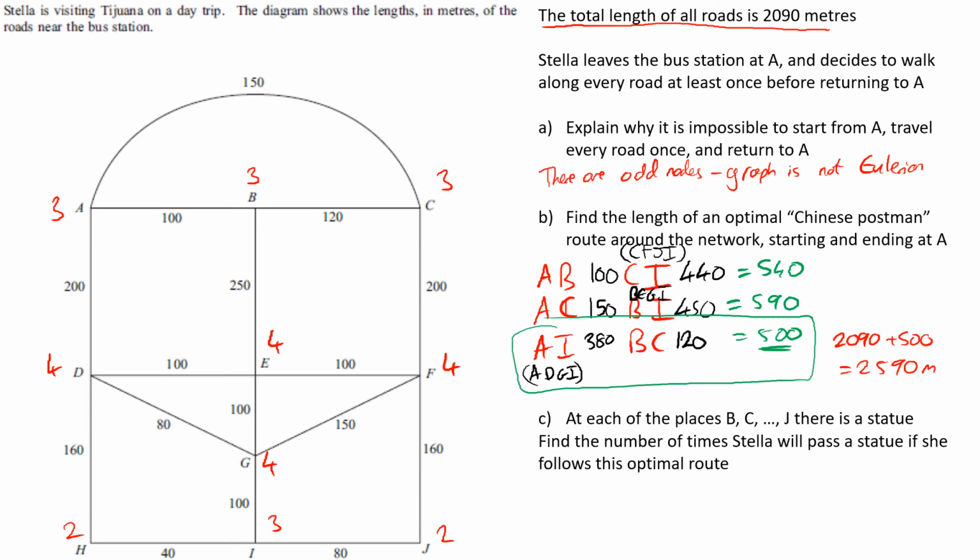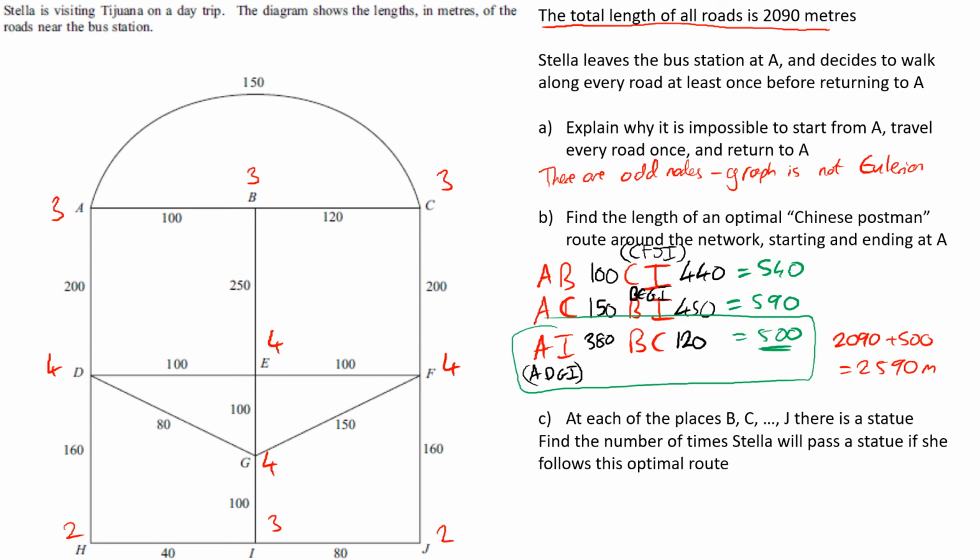Part C says there is a statue at B, C all the way up to J, but not at A, and we want to find the total number of times she'll pass a statue if she follows this route. So this is one where we're going to use the fact that every node has to have an entrance and exit. We're going to add up the orders of everything that we can, and we're going to do something with it.